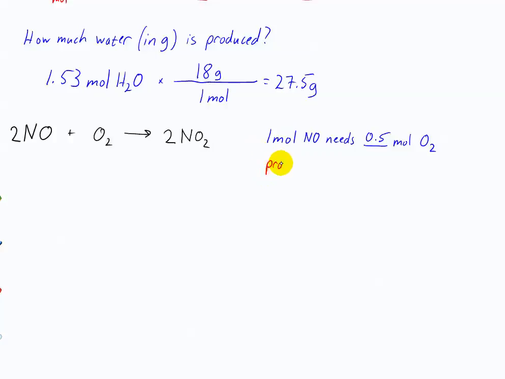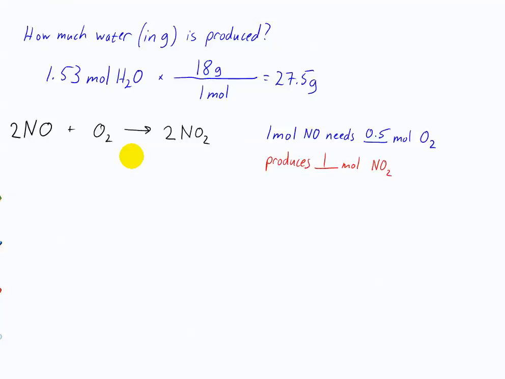And this produces how many moles of NO2? 1, right? Because it's the same number of molecules that you started with. If you started with 2 molecules of NO, you produce 2 molecules of NO2. That's what the balanced equation tells us. And that's why it's so important to have a balanced equation. If that weren't balanced, then we'd get different numbers and they wouldn't be right. Now let's start playing with the masses.